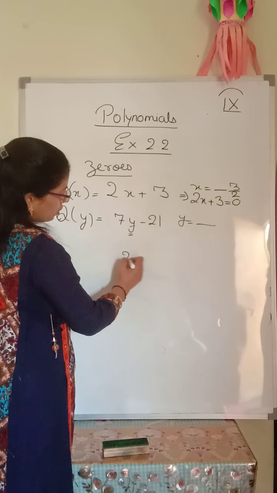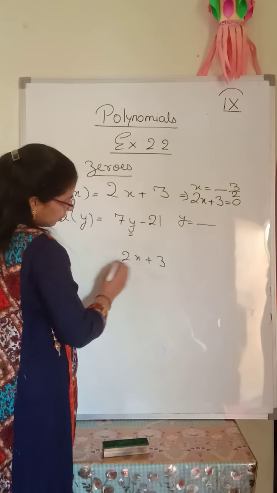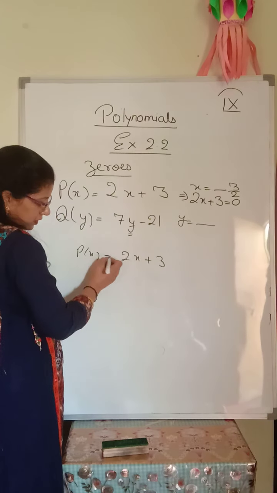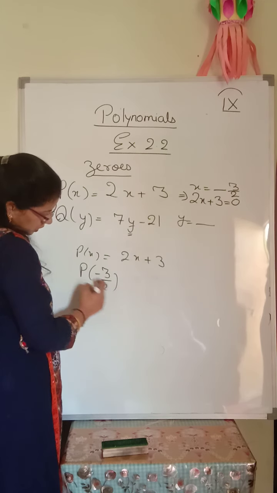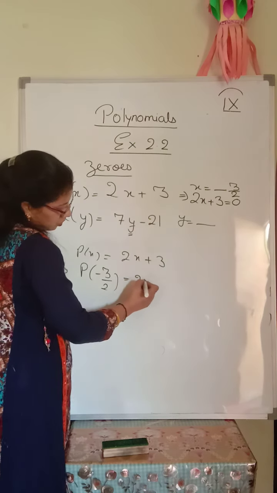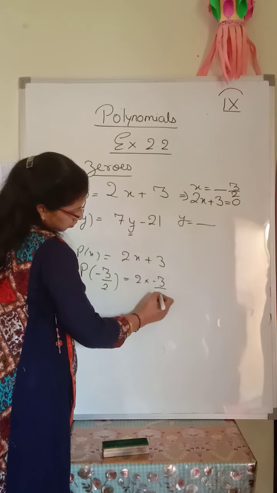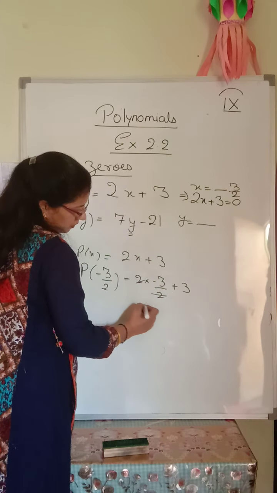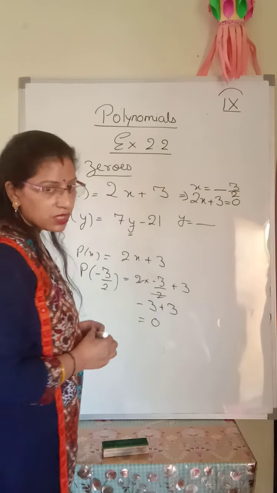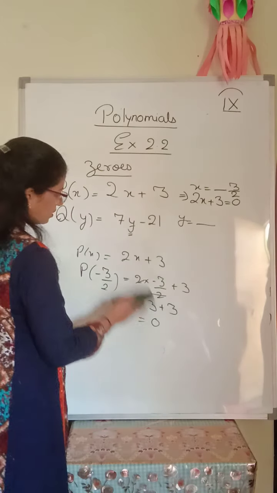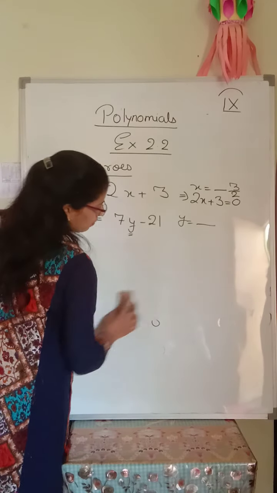Let us check with 2x plus 3. This is the polynomial of x. In the place of x I am putting minus 3 upon 2. So 2 into minus 3 upon 2 plus 3. The 2s cancel. Minus 3 plus 3 is equal to 0. So it becomes 0. So the zero of this polynomial is minus 3 upon 2.